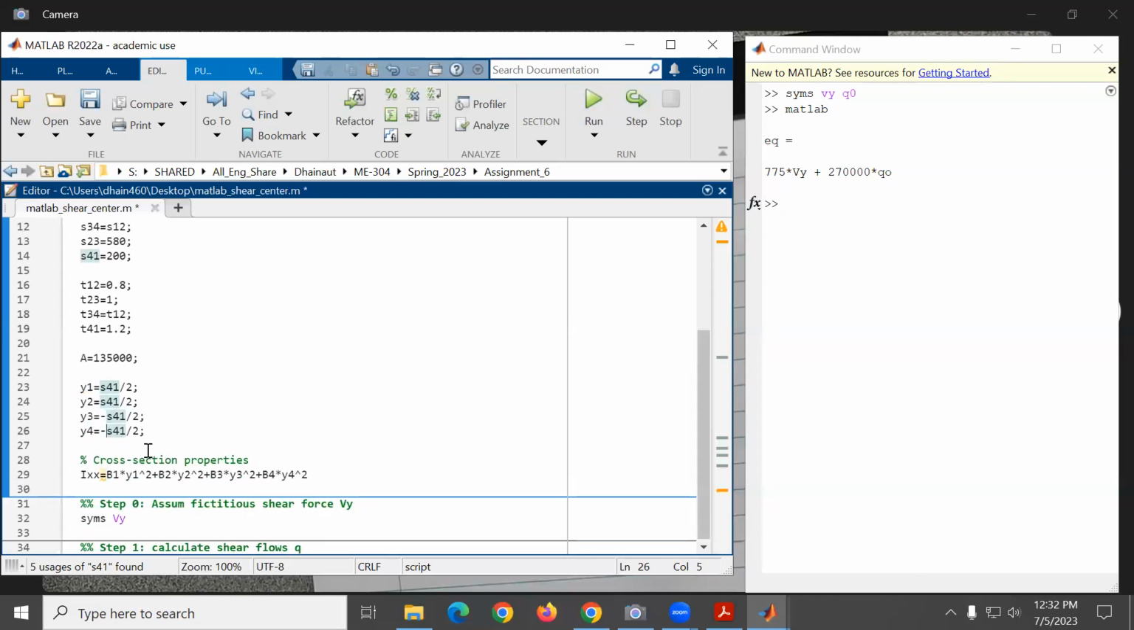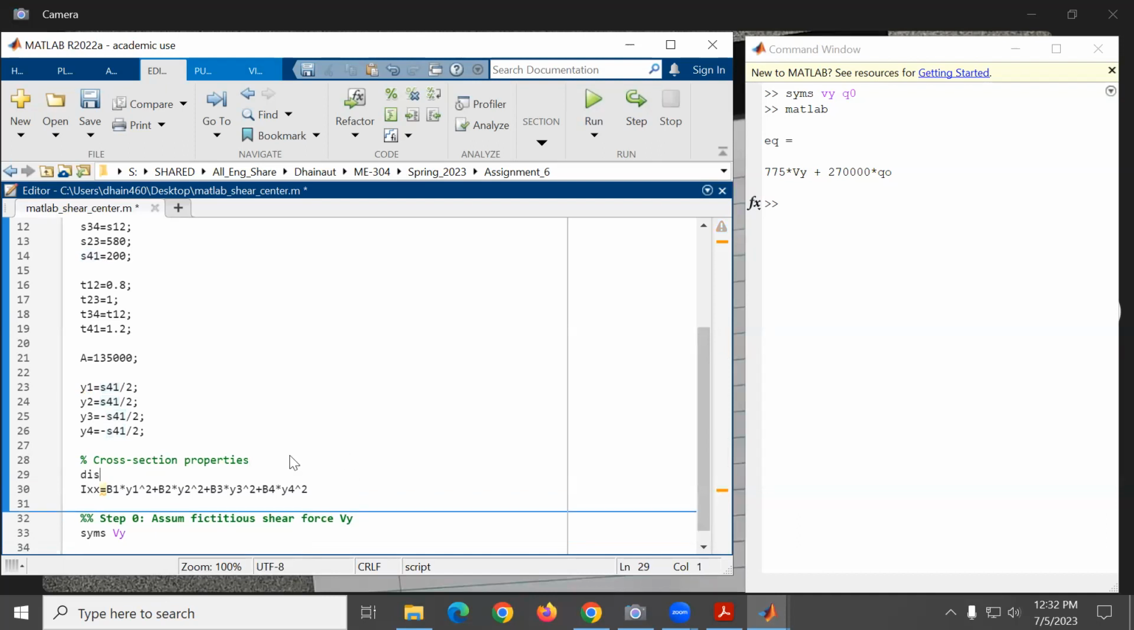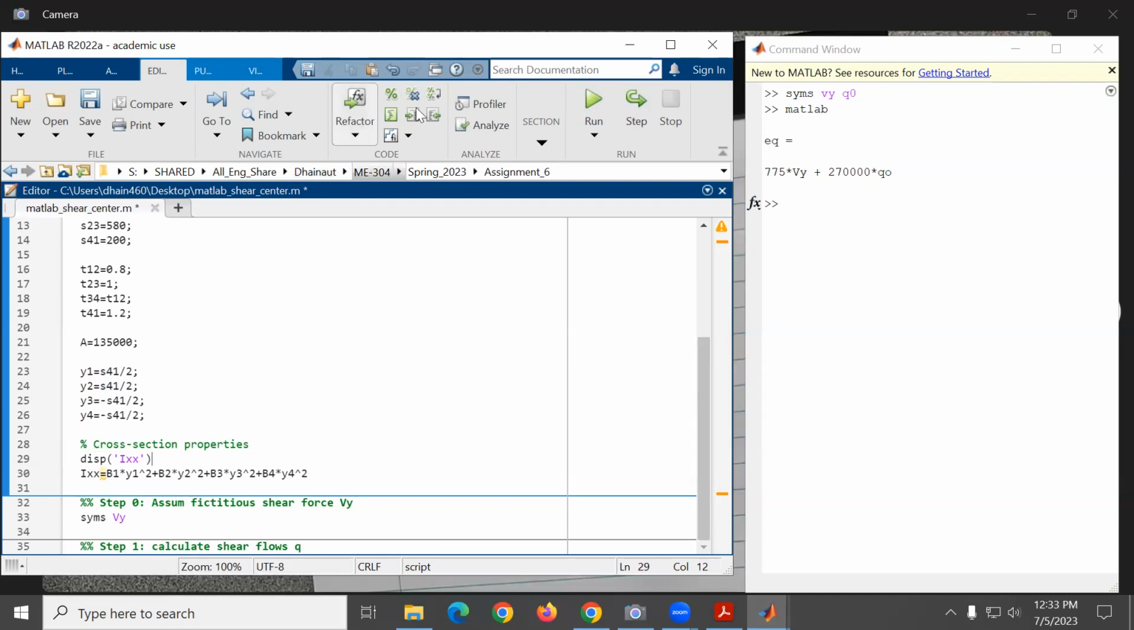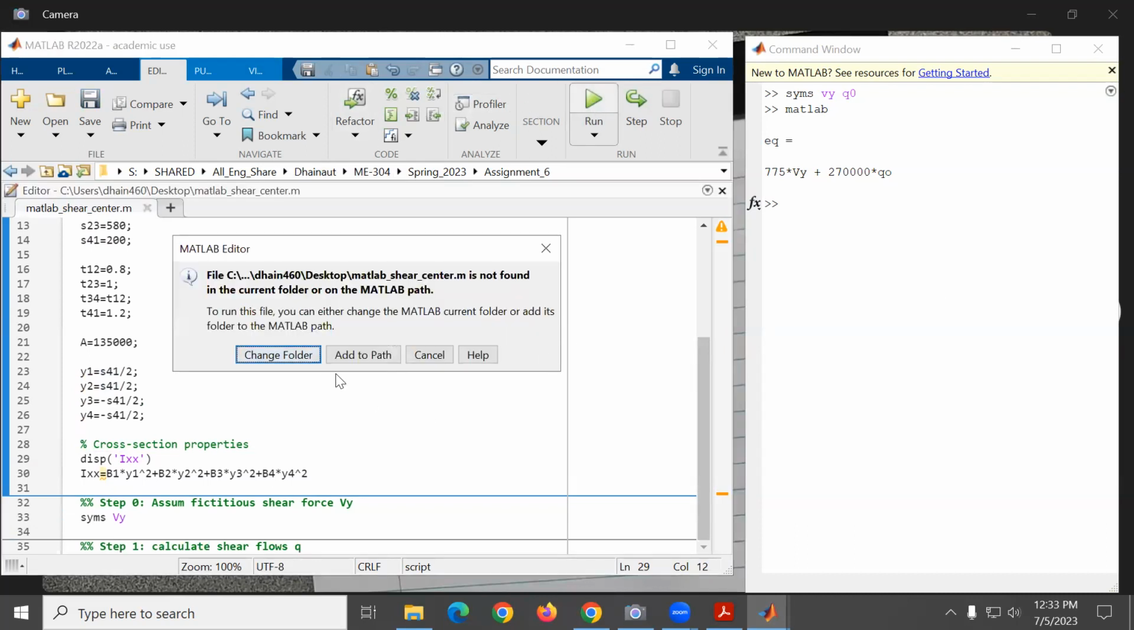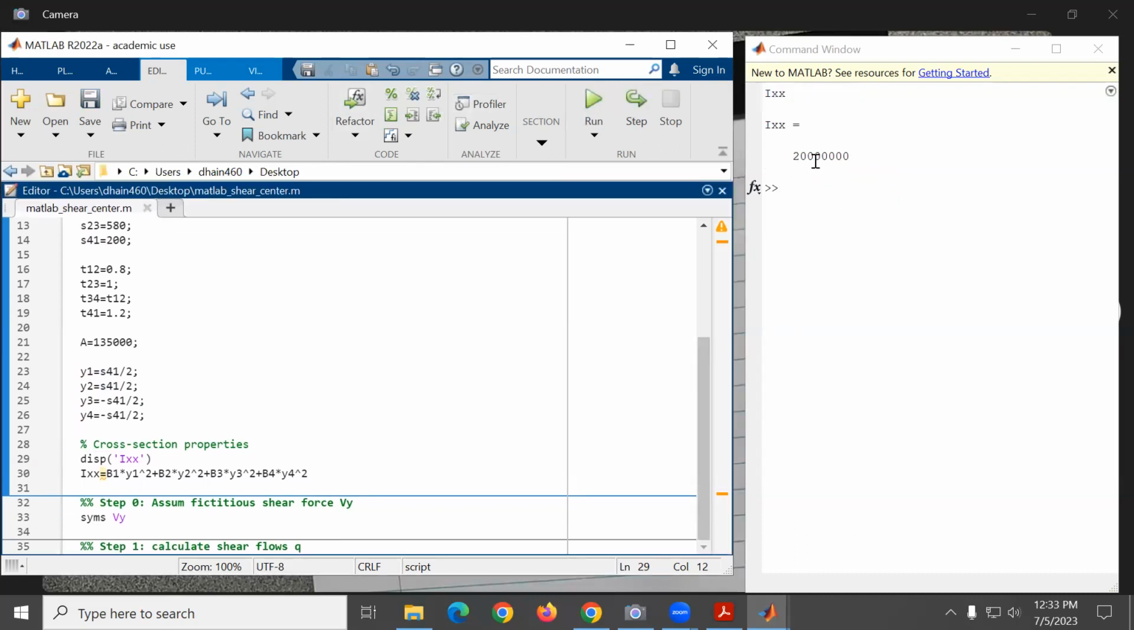Okay, so maybe here would be a good place just to stop. And maybe you want here to put display Ixx and see what happened up to here, no? Let's see if we get the same Ixx. I think I gave you this value, no? 20 times 10 to the 6. Okay, at least we can check this one. And that's the way you have to do it by hand. I mean, I will do it step by step and then I will check.